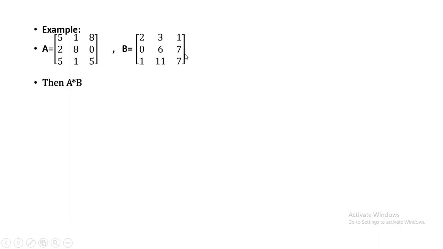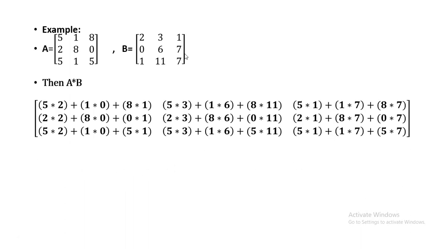So if you're multiplying A multiplied by B, now you can see out here, see, 5 multiplied by 2 plus 1 multiplied by 0 plus 8 multiplied by 1. Then 5 multiplied by 3 plus 1 multiplied by 6 plus 8 multiplied by 11. Then 5 multiplied by 1 plus 1 multiplied by 7 plus 8 multiplied by 7. Now the same follows for second row and third row.